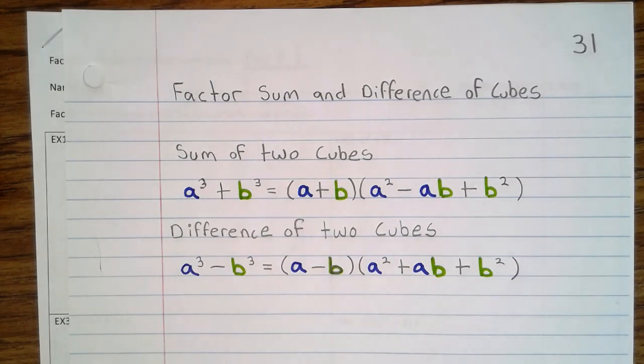All right, factor sum and difference of cubes, page 31. Sum of two cubes: a cubed plus b cubed equals parentheses a plus b, parentheses a squared minus ab plus b squared. Difference of two cubes: a cubed minus b cubed equals parentheses a minus b, parentheses a squared plus ab plus b squared.